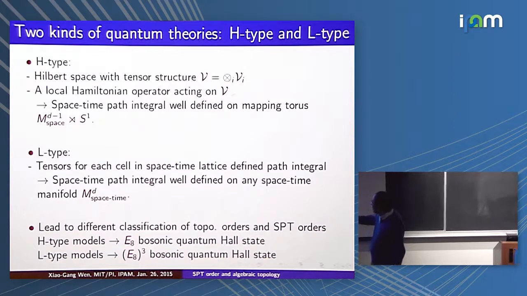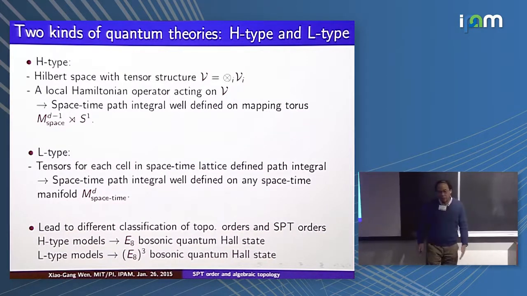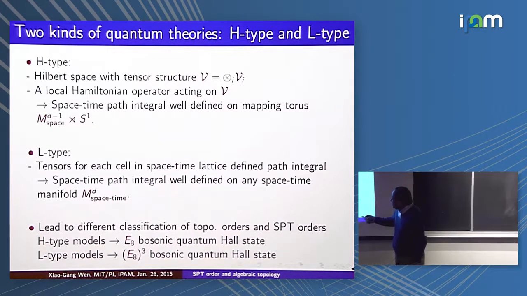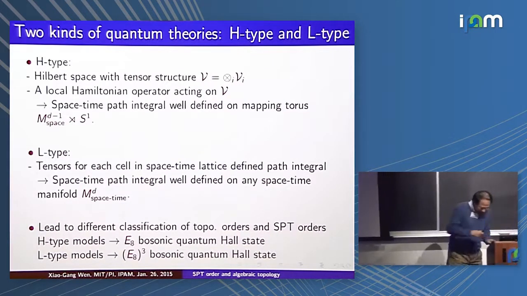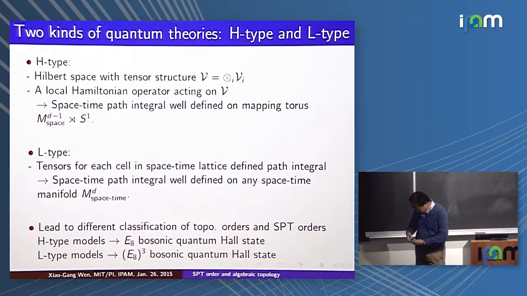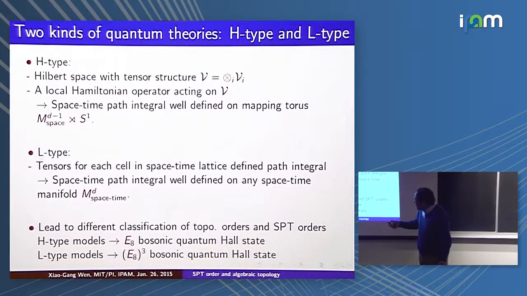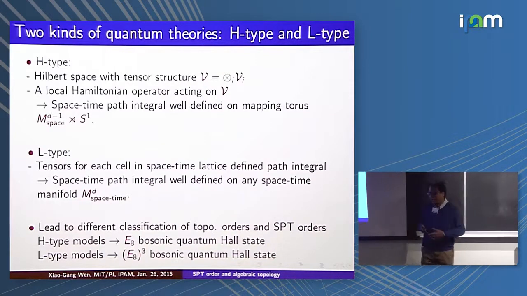So we have the Hilbert space, which has a tensor product structure, and we have a Hamiltonian operator acting on the Hilbert space. So that defines some kind of quantum system. And there's another type of quantum theory called the L-type. This L is really for the Lagrangian. It's really defined via the so-called Lagrangian path integral.